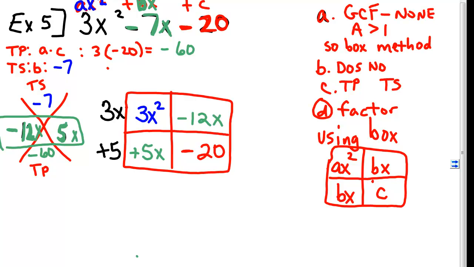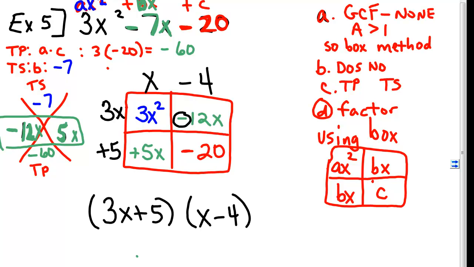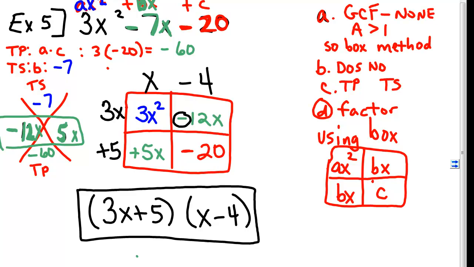Now I'm taking out the greatest common factor in the columns. I get x. And in the second column, I pull out a negative 4 because the first term is negative. This one also is negative. These are my two factors, 3x plus 5, x minus 4, and I'm done. This concludes Flap 1 of your Unit 12 foldable.